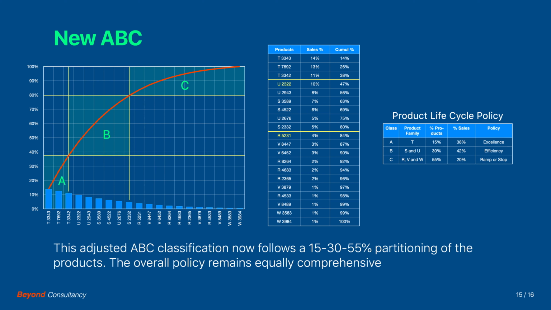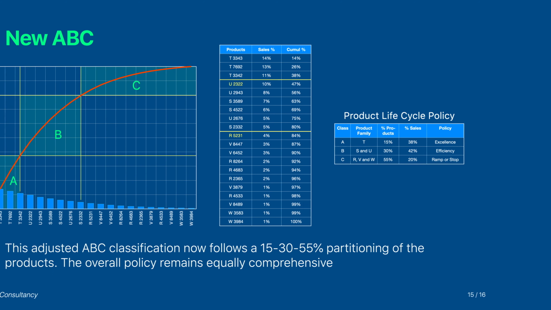This adjusted classification now follows a 15-30-55% partitioning of the products. The overall policy, however, remains equally comprehensive. And this also brings us to the close of this keynote.